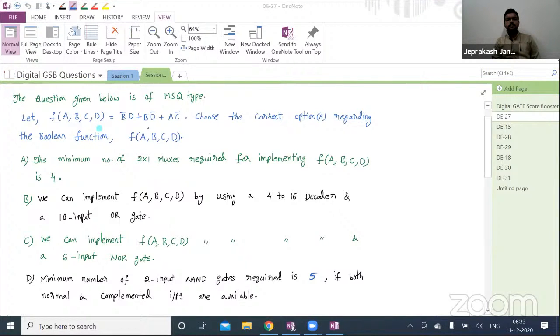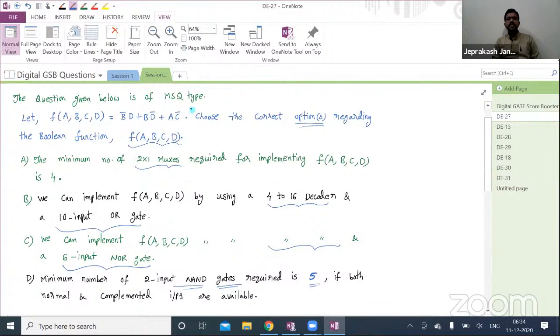Let f of ABCD equal to B bar D plus BD bar plus AC bar. Choose the correct option or options regarding the Boolean function f of ABCD. Option A: the minimum number of 2/1 muxes required for implementing f of ABCD is 4. Option B: we can implement f of ABCD by using a 4 to 16 decoder and a 10 input OR gate. Option C: we can implement f of ABCD by using 4 to 16 decoder and 6 input NOR gate. Option D: minimum number of 2 input NAND gates required is 5 if both normal and complementary inputs are available.